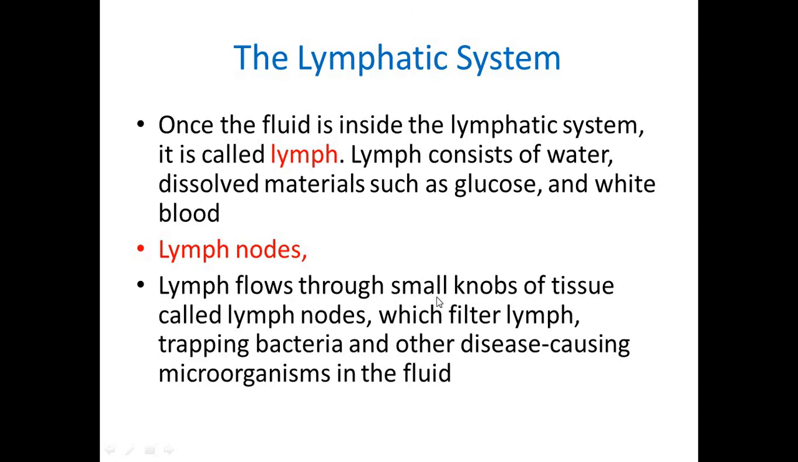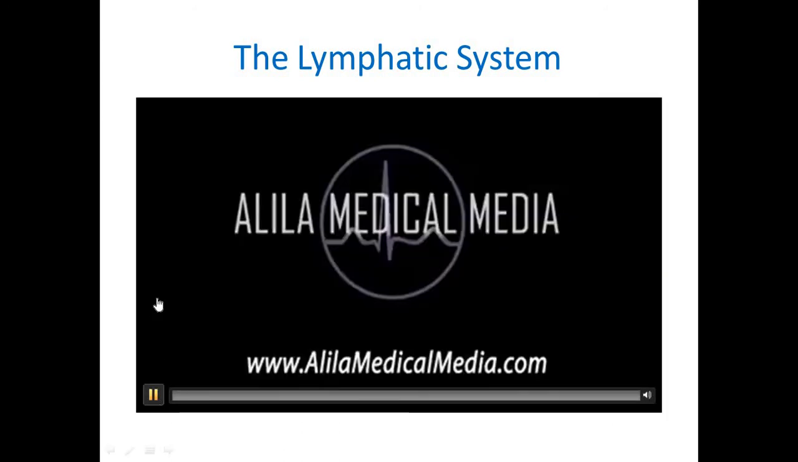So lymph nodes are small knobs of tissue which filter lymph, trapping bacteria and other disease-causing microorganisms in the fluid. Finally, the lymphatic system helps to return the excess fluid from tissues and cells, filter it from bacteria, then return it back to the bloodstream. Now see this video about the lymphatic system.